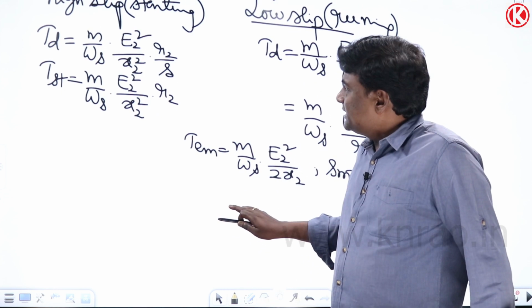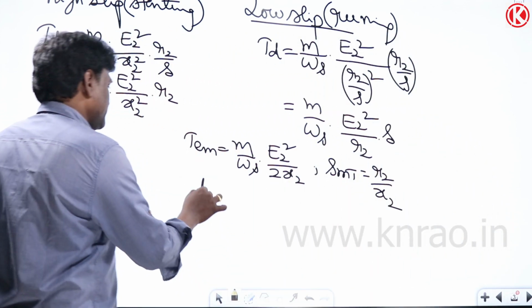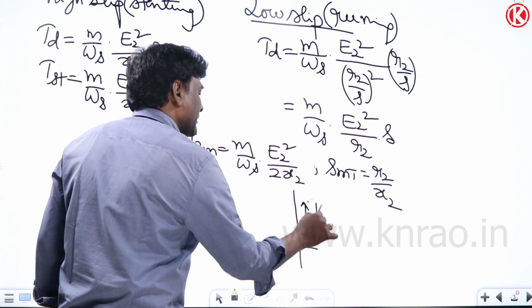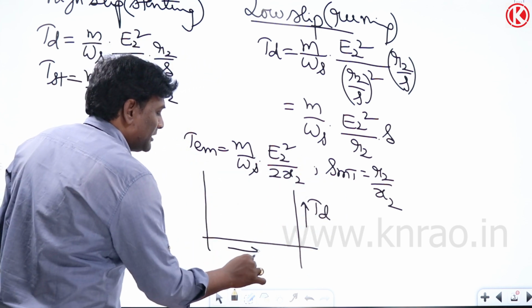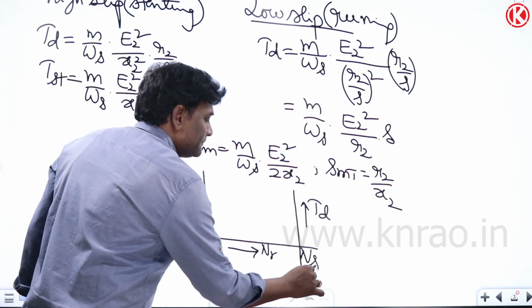Now if you see, kind of drawing the characteristics, this is going to be the torque developed by the motor, and this is going to be the rotor speed, 0 speed, Ns speed, rotor speed.